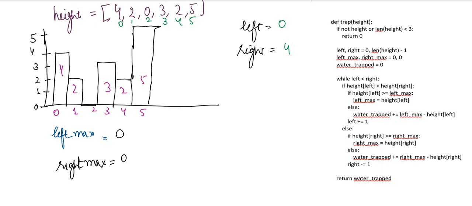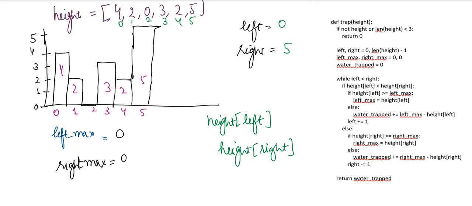Every time we are using 2 pointers, one from left, one from right. Initially the left pointer is 0, the right pointer is n minus 1, which is 5. So we are comparing the values and we will keep on updating the left max and right max. First of all, left max and right max both values are 0, and we have to compare the height value of left and the height value of right. That means we are doing the 2 pointer approach, checking the values from the left side and right side.